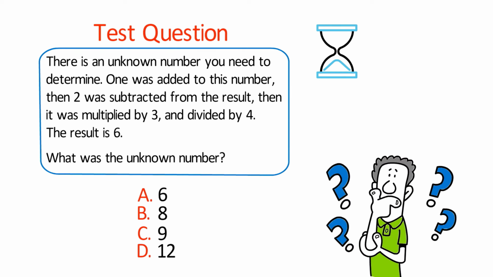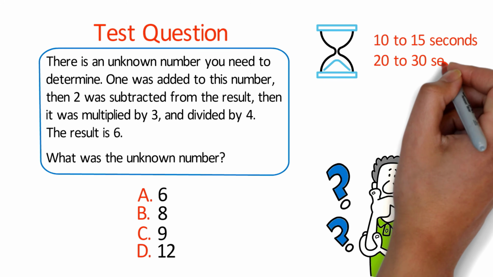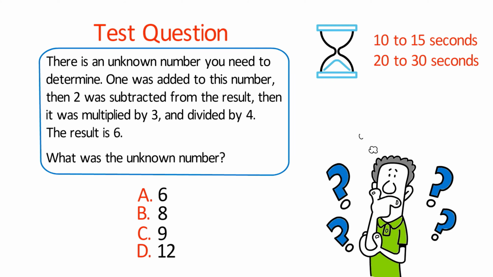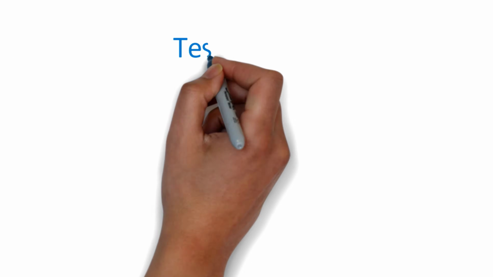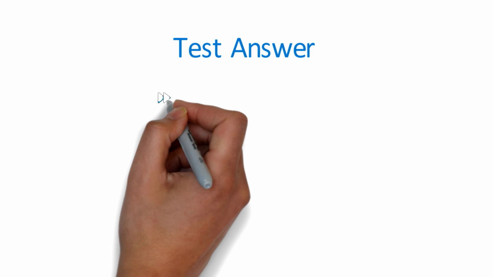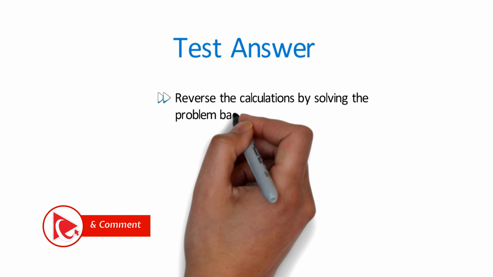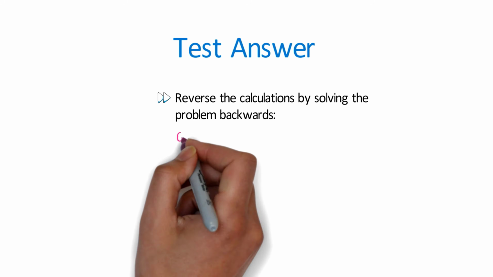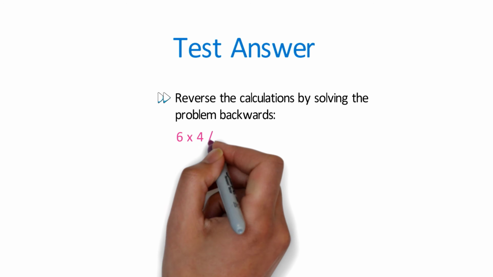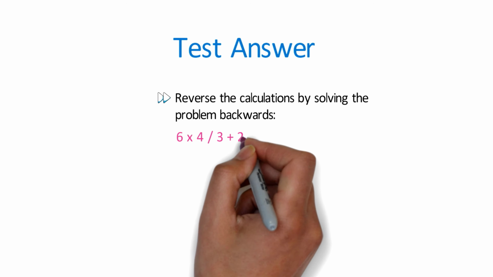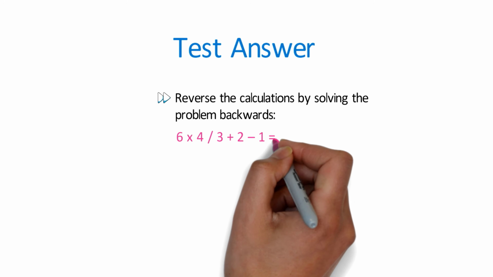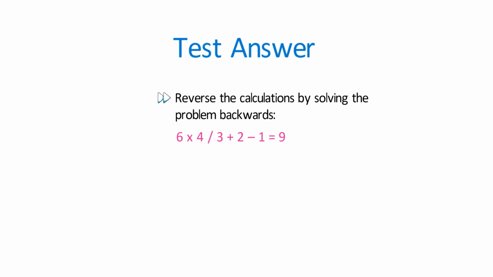Give yourself 10 to 15 seconds, maybe 20 to 30 seconds if you need more time. Ready or not, I am going to continue, reveal the correct answer as well as the solution on how to solve these types of challenges. The best way to solve these types of challenges is to reverse the calculation by solving the problem backwards. So what we can do, we can multiply 6 by 4, then divide by 3, add 2 and subtract 1. And the result of these calculations is 9.